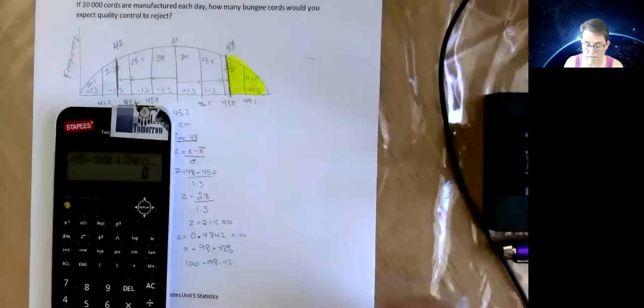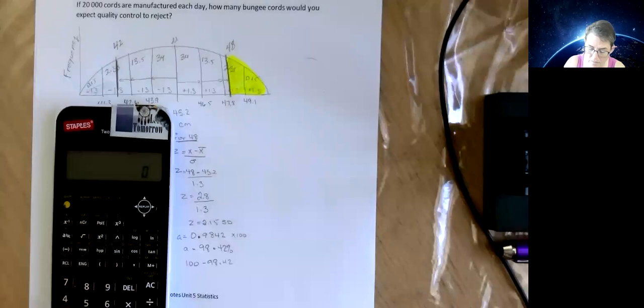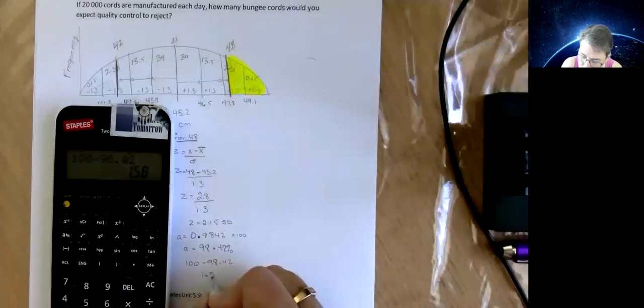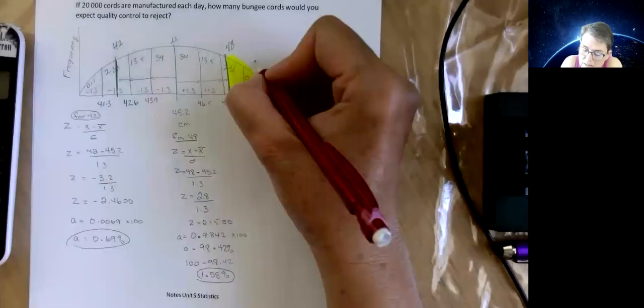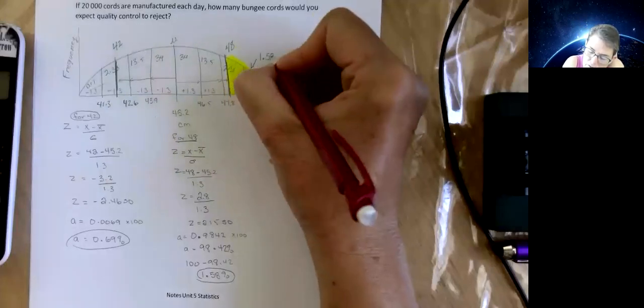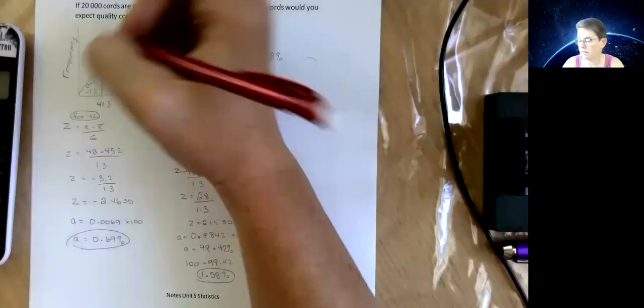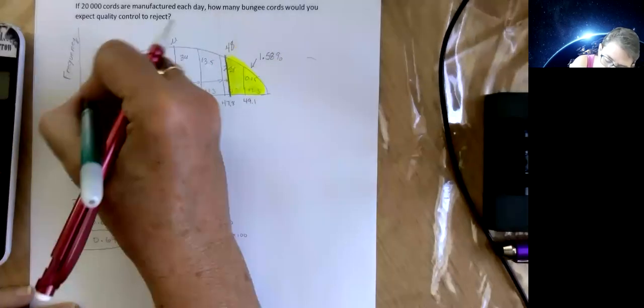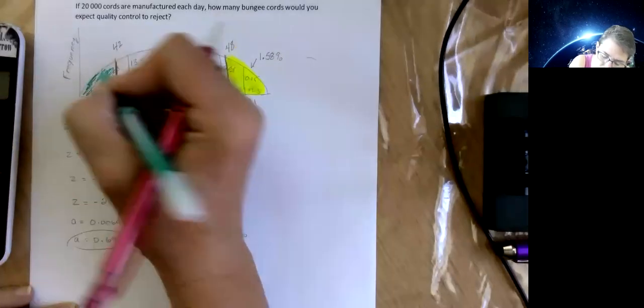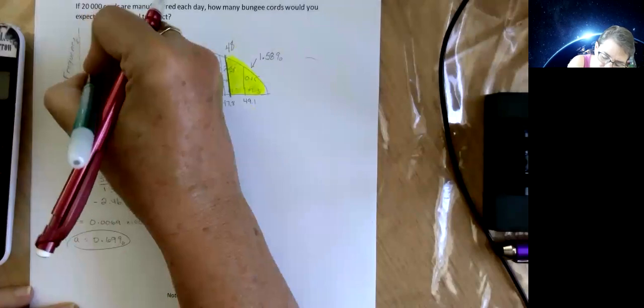Let's try that again. 100 minus 98.42, 1.58. So that means this chunk here is 1.58%, and this chunk, my green pen, over here is 0.69%.